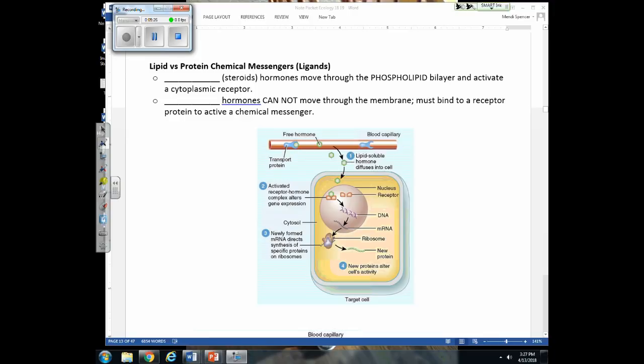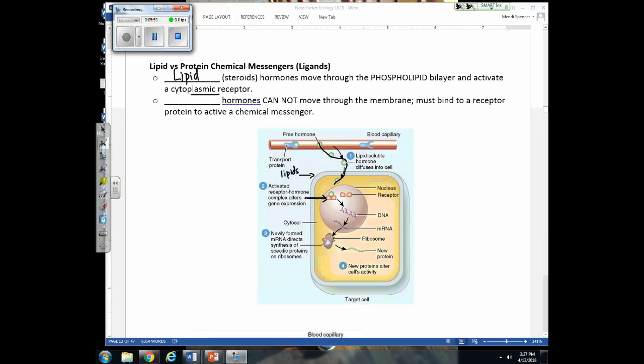We've talked about before the different types of chemical messengers or hormones or signaling molecules or ligands. To review very quickly, remember that your lipid hormones, your steroids, since they are lipid soluble and the cell membrane is made of lipids, like dissolves like, so lipid hormones can diffuse right through the cell membrane. But note, they're going to bind to a receptor, and that receptor is in the cytoplasm.